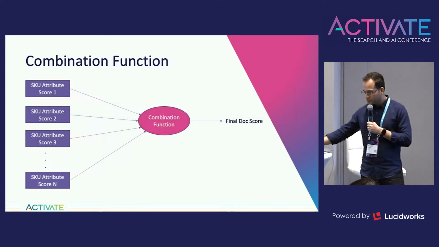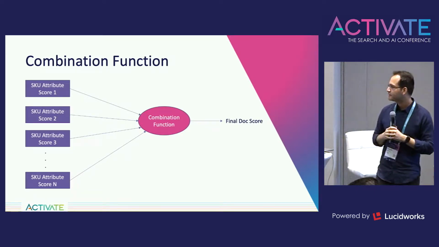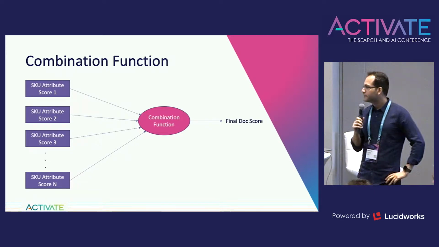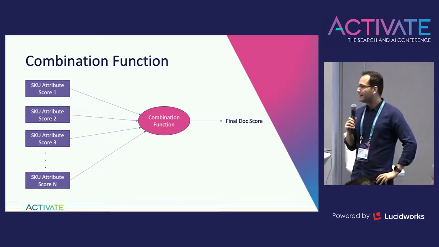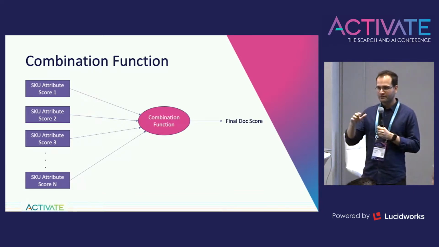Moving on to the second component. The second component is what we call a combination function. The combination function aims to blend scores of various different attributes.